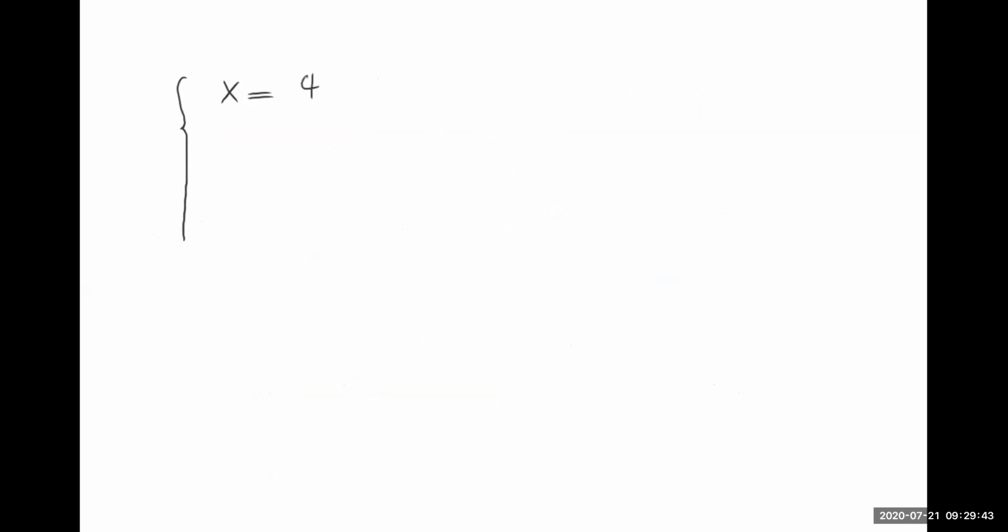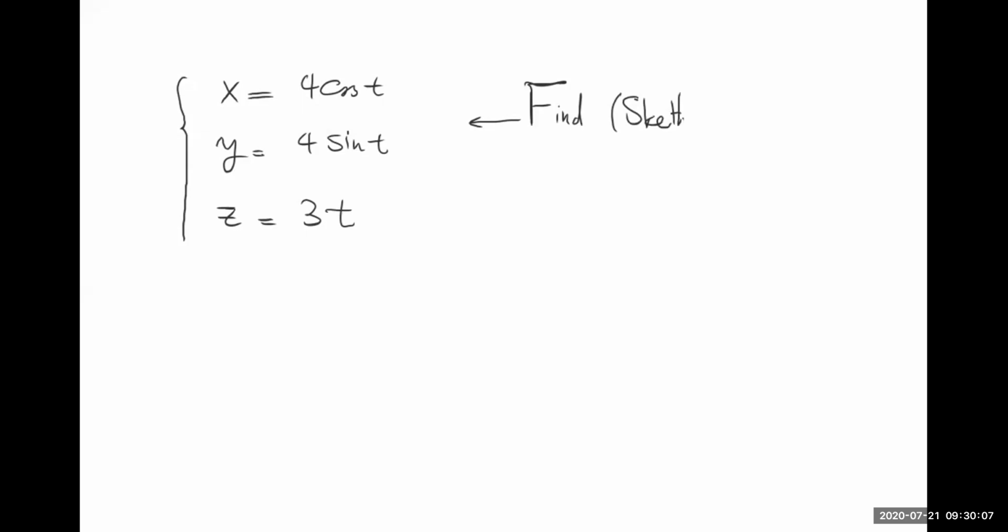x equals 4 cosine of t, y equals 4 sine of t, and z equals 3t. Okay, this is another example with different factors. I want to see what is the curve described by this equation. So find or sketch the curve described by this parametric equation.